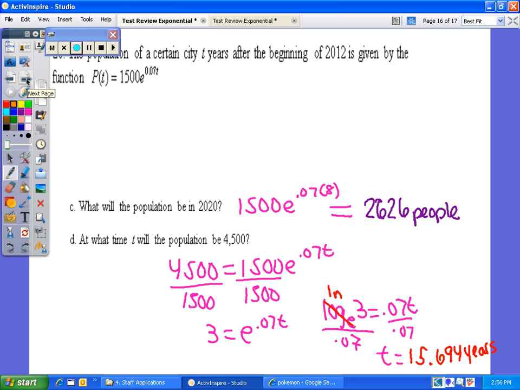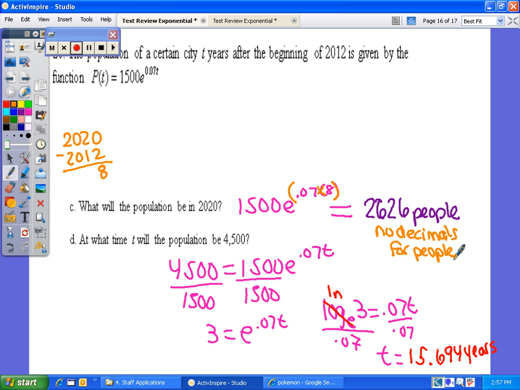Alright, now this last part says, what's the population in 2020? Now you know that 2020 is 8 years after 2012. So you're just going to do 1,500 e to the 0.07 times 8. Put it all in your calculator like that, and then you get 2,626, and there are decimals afterwards. Remember, no decimals for people. You can put decimals for time. We do have chunks of time, but you don't have chunks of people. So don't put decimals for people.